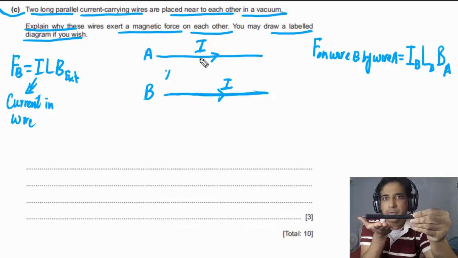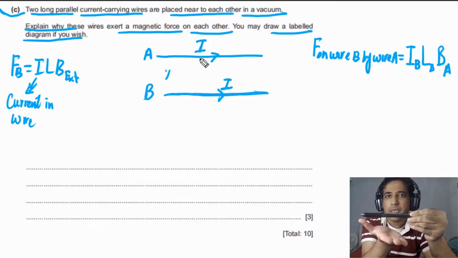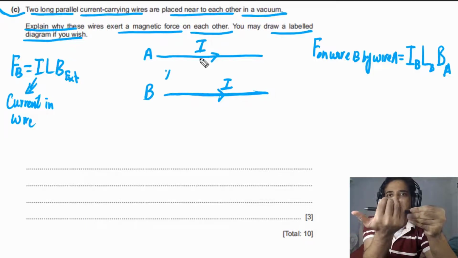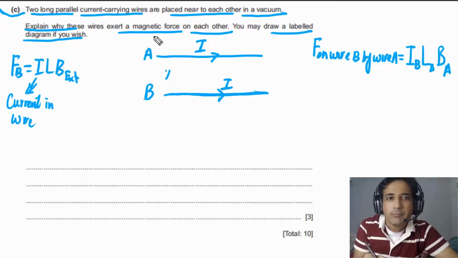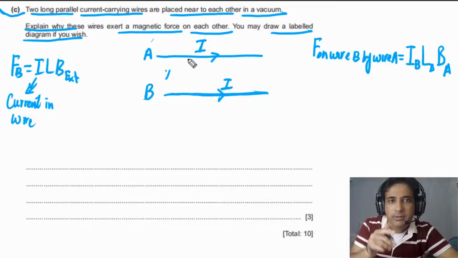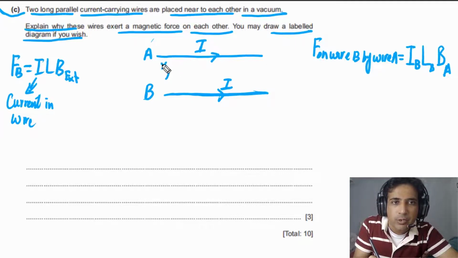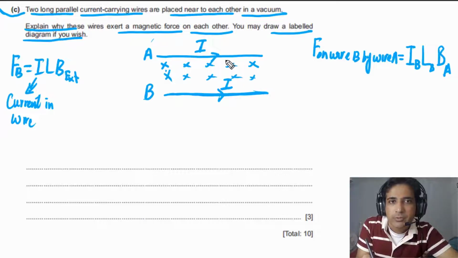So you have to place your right hand. Thumb has to be pointing towards direction of current. So current is to the right. So if you place your right hand, you will see under this wire, magnetic field is pointing into the page. But above this wire, magnetic field is pointing out of the page. But we are interested only under this wire. So we can draw magnetic field here. So magnetic field under this wire is into the page due to wire A. So we can also draw some crosses here. So magnetic field under this wire is into the page.